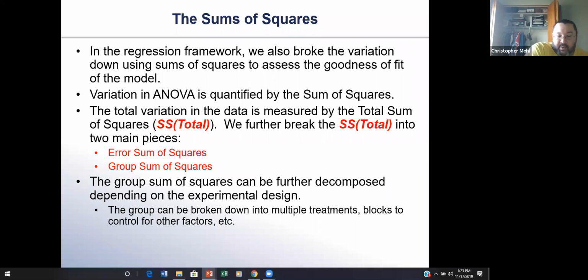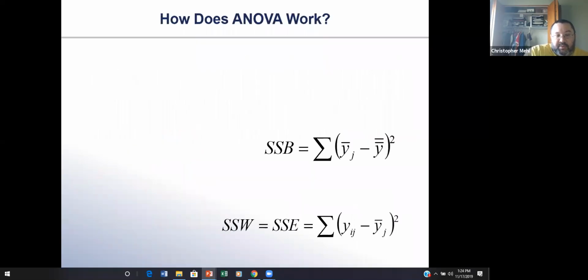Now, depending on how many pieces go into the group sum of squares, that portion can be further decomposed, depending on what we call the experimental design. If we have multiple treatments or multiple factors that we're controlling for, multiple things that we're considering as part of our model, then that group sum of squares gets broken down into more and more pieces. When we look at multiple regression, so that's linear regression with multiple predictor variables, the model sum of squares can be broken down into sums of squares for all of those predictor variables in the same way. So we can look at which predictor is significant and which is not. So that's what we're doing here.